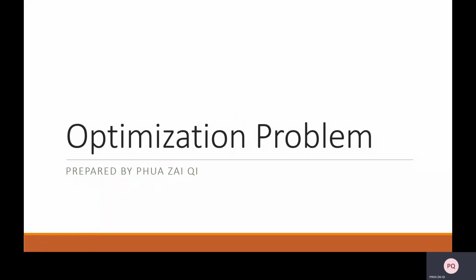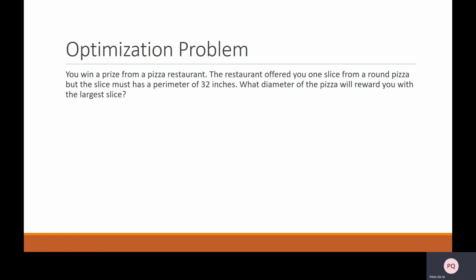Today I'm going to do my video presentation about the optimization problem. Let's start now. The problem that I chose is like this. You win a prize from a pizza restaurant. The restaurant offers you one slice from a round pizza, but the slice must have a diameter of 32 inches. What diameter of the pizza will reward you with the largest slice?